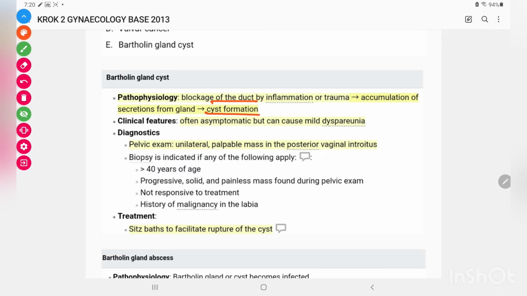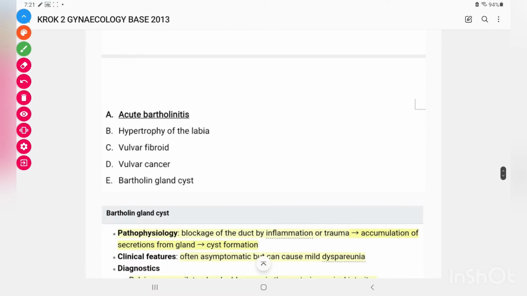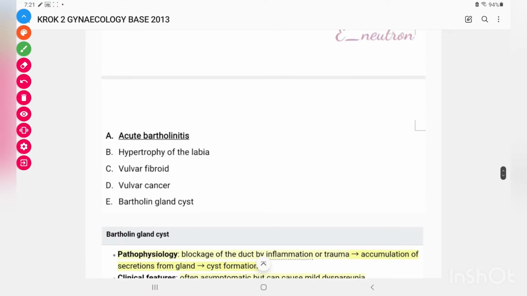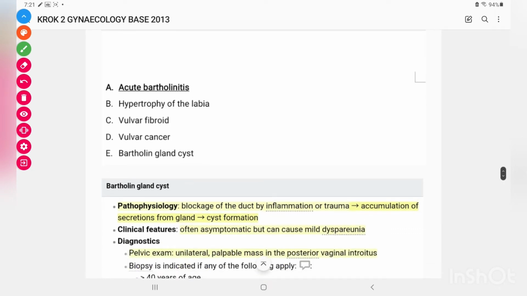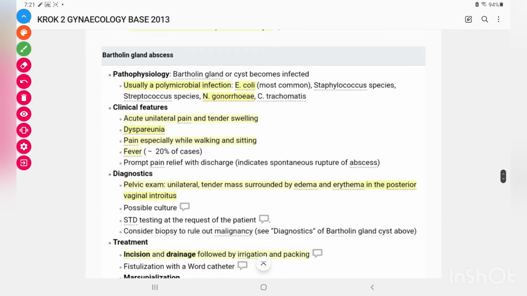Okay, so again, in case of cyst formation, it does not present with a particular fluctuation symptom. Most of the time cyst formation is asymptomatic, but in our question the lady is presenting with symptoms, and there is also a sign of fluctuation. So this is a major point which will help us determine why it is not Bartholin gland cyst. Cyst formation is mostly asymptomatic, and even if it causes symptoms, it may just cause some mild sexual pains.